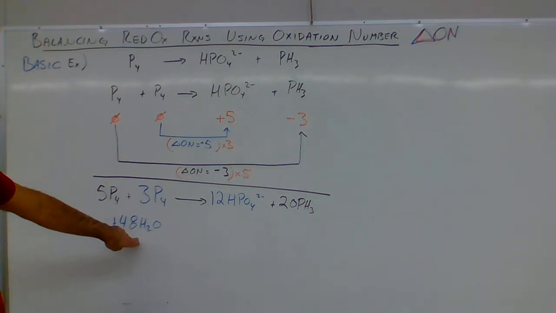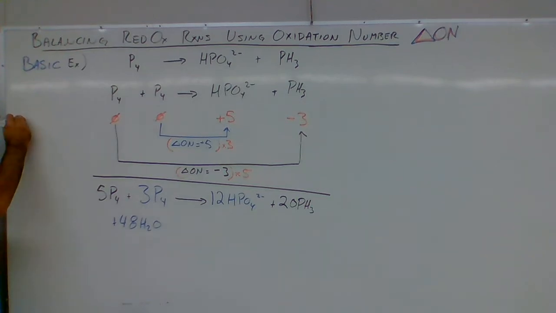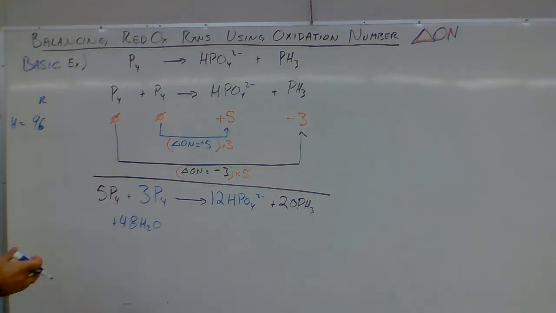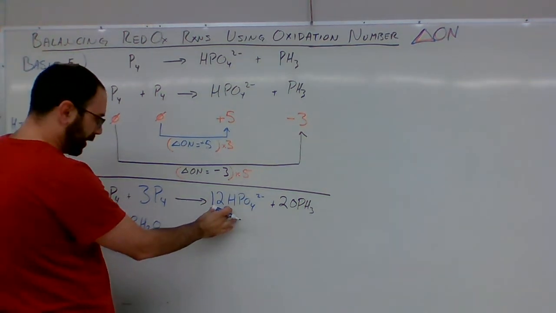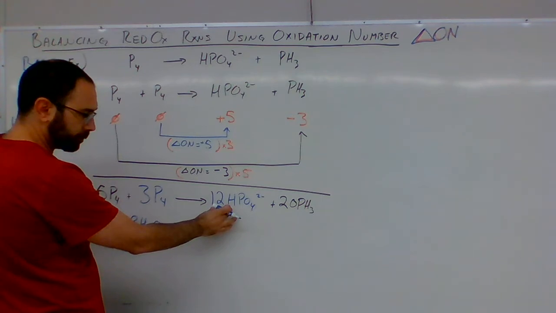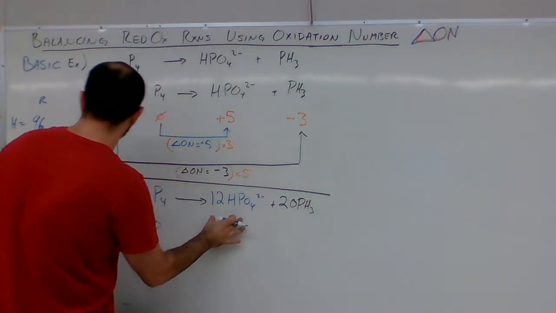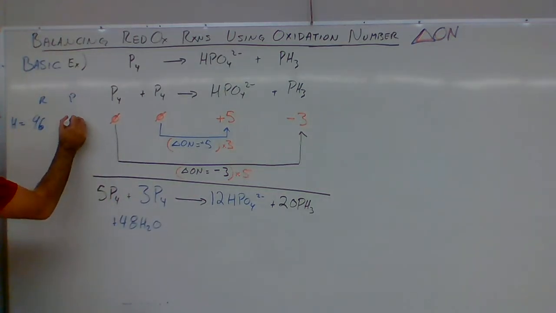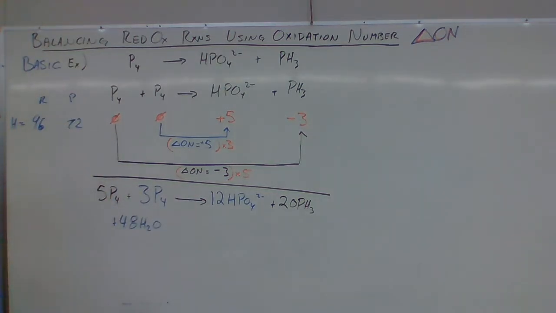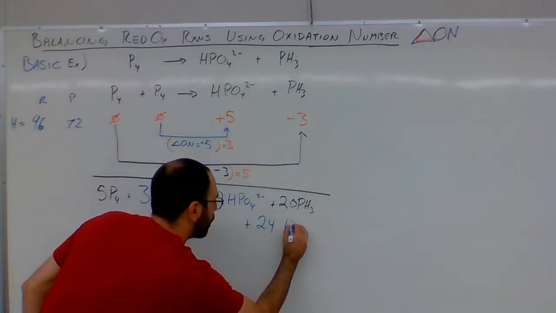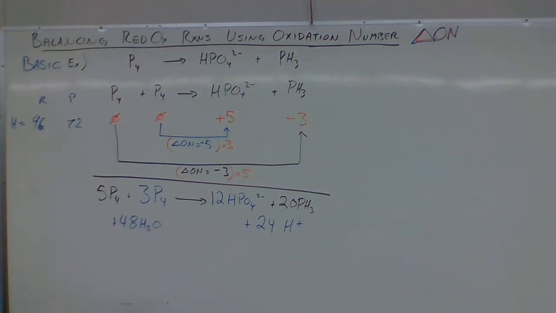I can then take a look at my hydrogens. I've got 96 on my reactant side. And I've got to look at my product side. Well, I've got 12 times 1 plus 20 times 3. So I've got 60 plus 12, which means on my product side I have 72. That means I need to add in 24 H plus on that side there.